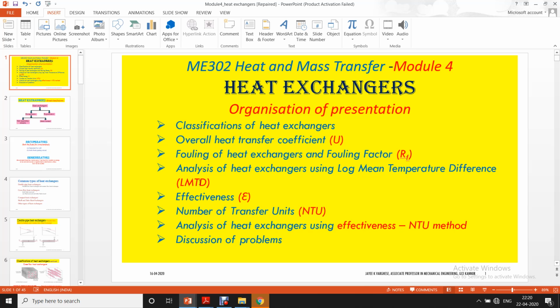If we don't know this, then the analysis can be done by calculating the effectiveness using the effectiveness-NTU relationship. Remember, the effectiveness-NTU relationship does not have temperature terms in it. And by knowing the effectiveness using any relation or any suitable chart, the actual heat transfer can be calculated as a product of effectiveness into (Thi minus Tci). This method is used.